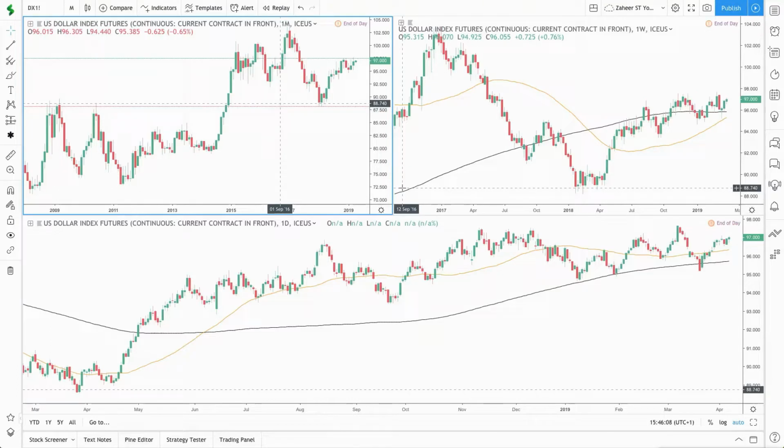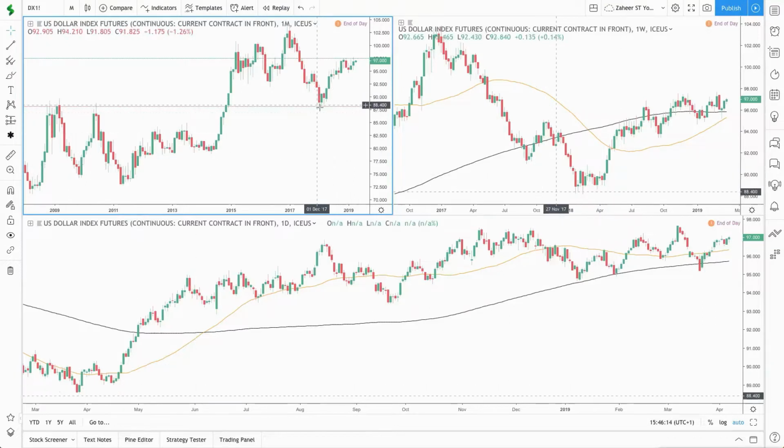We have 4 charts to get through, starting with the dollar index. We'll start with the monthly time frame in the top left corner. We can see from this point here, which is the start of 2018, this red line here is the low of 2018, which created this support level.